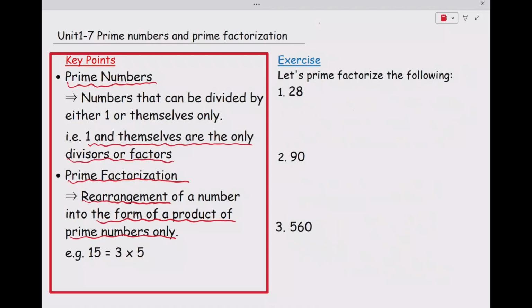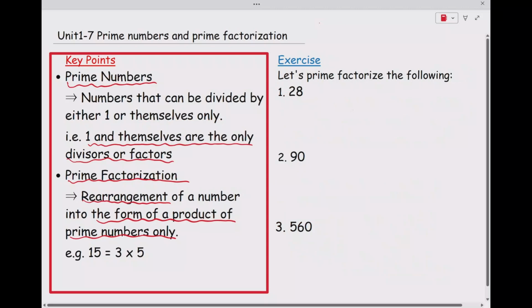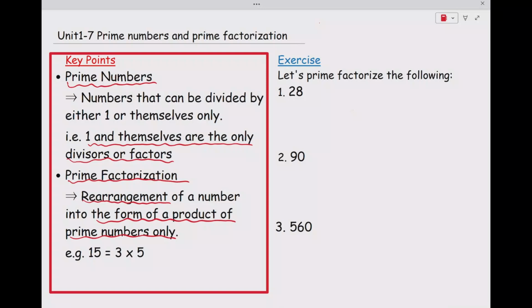Now, let's look at the exercise. If you think that you can answer these questions yourself, feel free to stop this video and try it yourself first. If you are not so sure, then let's continue to look at this together. Question number 1. Prime factorization of 28. Prime factorization means to express a certain number with the form of a product or multiplication of prime numbers only.